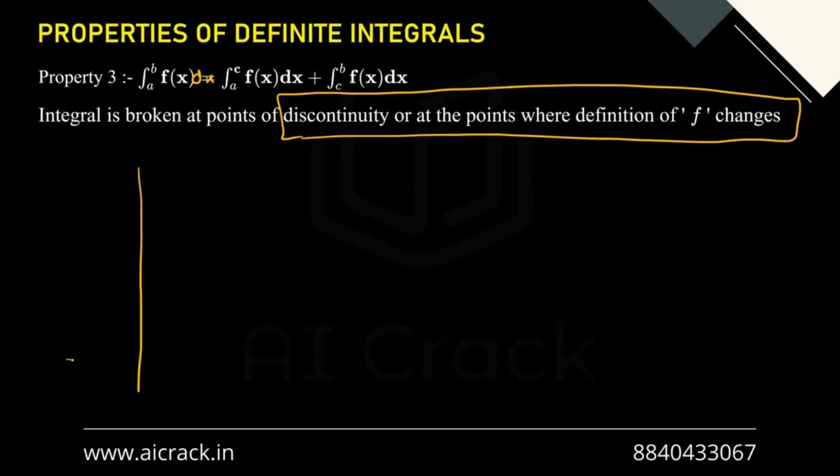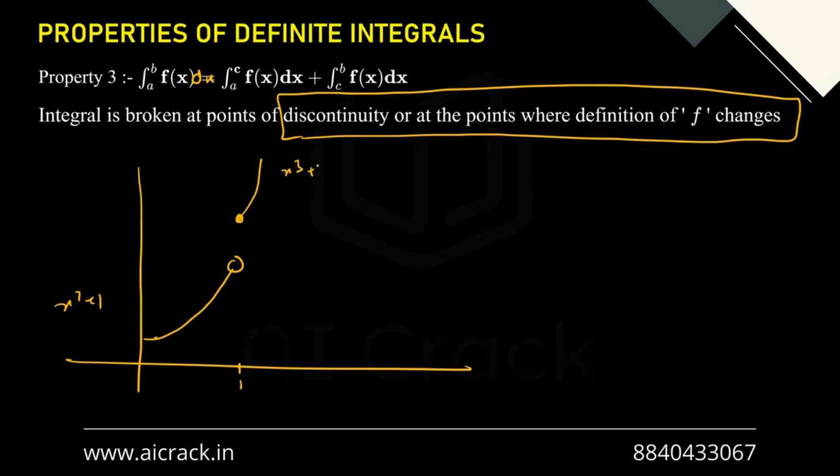Okay, so let's say we have a function which is discontinuous at a particular point. So this function looks like this. This function definition is x square plus 1 from 0 to 1 over here, and from 1 to infinity the function is x cube plus 2. Let's say we have defined the function like this, and we have a discontinuity at x equals 1.